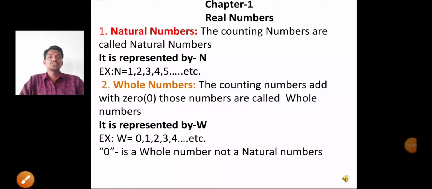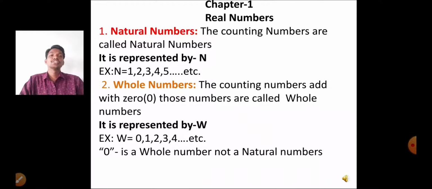Hi students, today we will discuss 10th class mathematics, chapter 1, real numbers. Before going to the chapter, first a small idea about types of numbers.